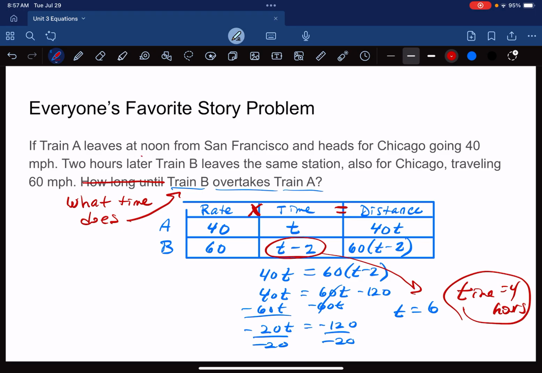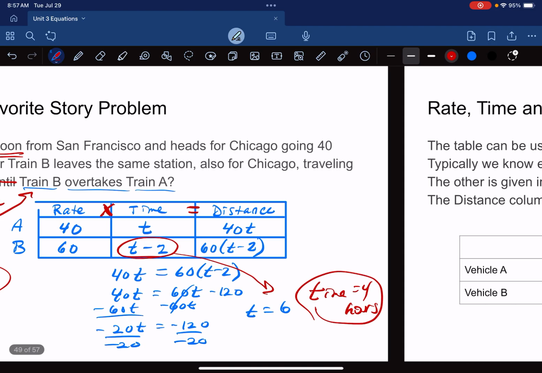Well, right here, train A left at noon and he traveled for 6 hours. And so that means at 6 o'clock, train B overtakes train A. It's just that train B didn't leave until 2 o'clock, right? Because he sat on the tracks there for a couple hours.